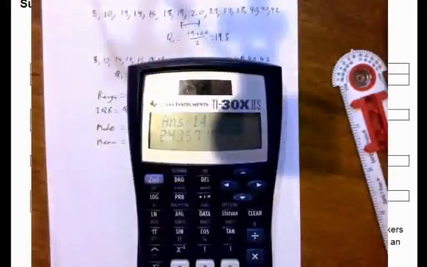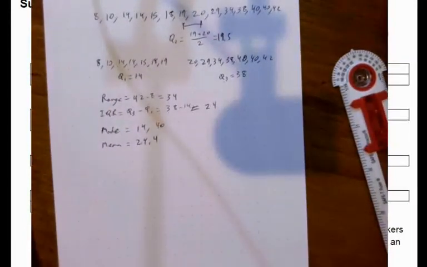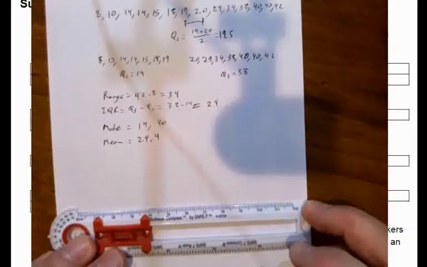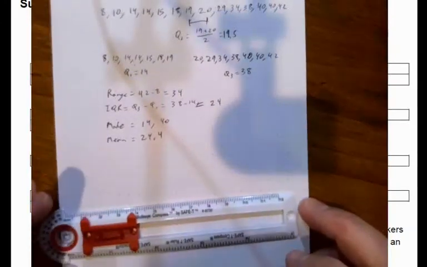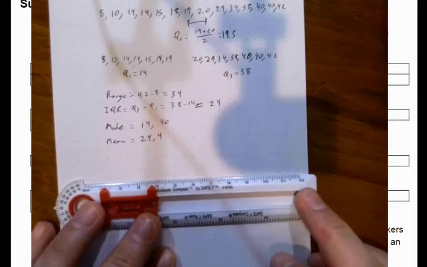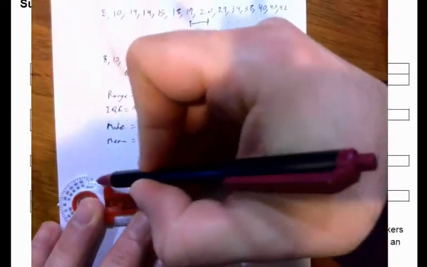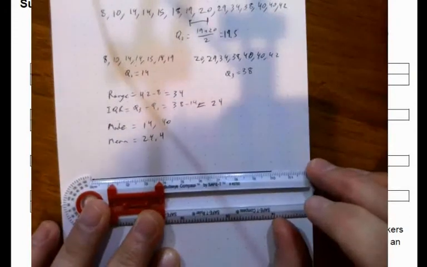24.357. So I'm going to make that 24.4. That's my mean. Now the last thing I need to do is to make the box and whisker plot. So I have to go from 8 to 42. So using my ruler here, I'm just going to draw out a line. It goes up to 10 centimeters.